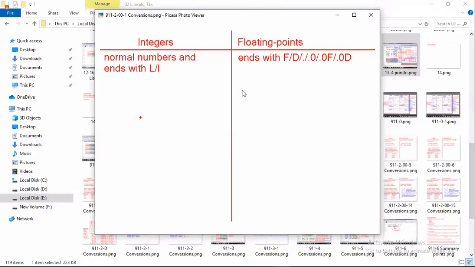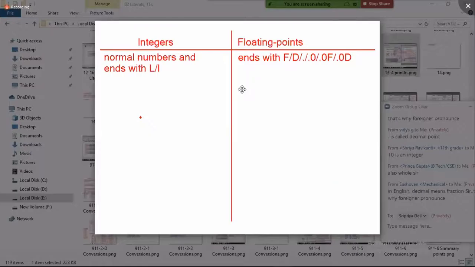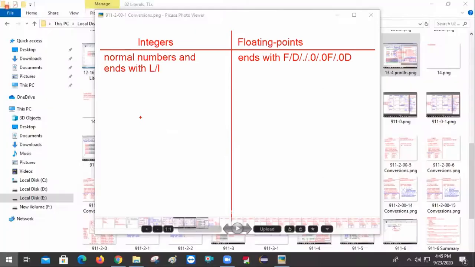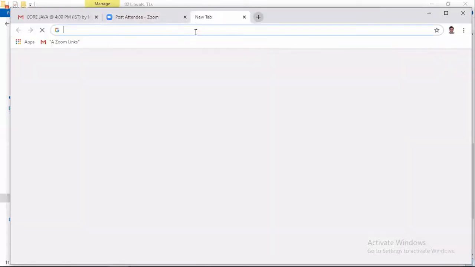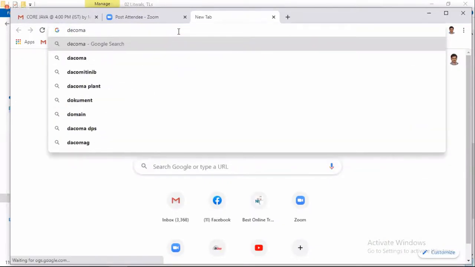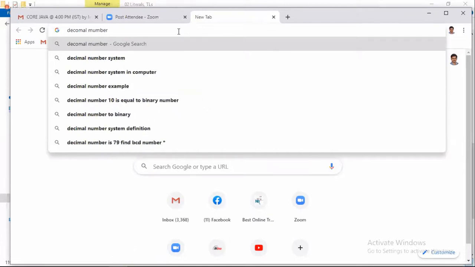No, okay, I don't want to go into that confusion. Let me go to Google. One second, let me clear this. Maybe I'm also making a mistake. Decimal number. Yeah, we have big integer and big decimal. Big decimal represents a floating point number. Big integer represents an integer.